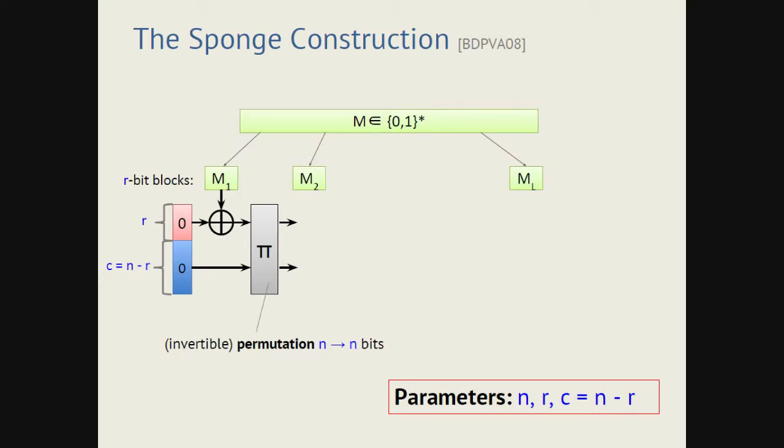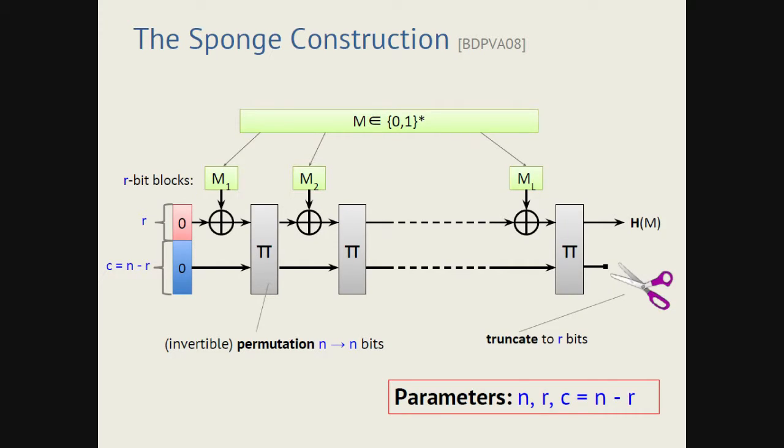What you do is you take the first block of the message, you XOR it to the upper part of the state, and you apply the permutation. And then you do this for the second block and so on until you process the whole message. In the end, you truncate the output by throwing away the lower part of the state and you only keep the upper part. This is the output of your hash function. And this is the paradigm that is underlying also the SHA-3 winner Keccak.